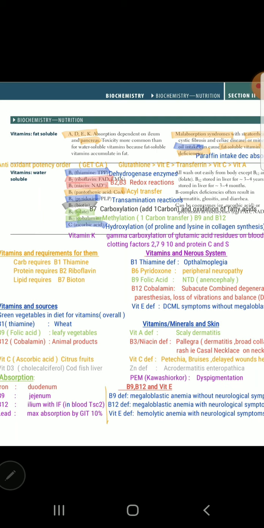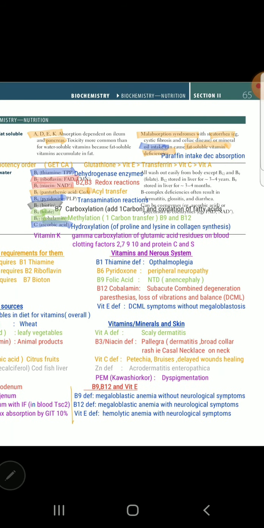And now vitamins and the nervous system, we discussed. B1 thiamine deficiency, ophthalmoplegia related to Wernicke. B6 deficiency, peripheral neuropathy, isoniazid related, TB treatment related. B9 folic acid, neural tube defect and anencephaly, important, again a CNS disorder. B12 cobalamin, subacute combined degeneration, dorsal column medial lemniscal system defects. Vitamin E also causes dorsal column medial lemniscal defects but without megaloblastosis.